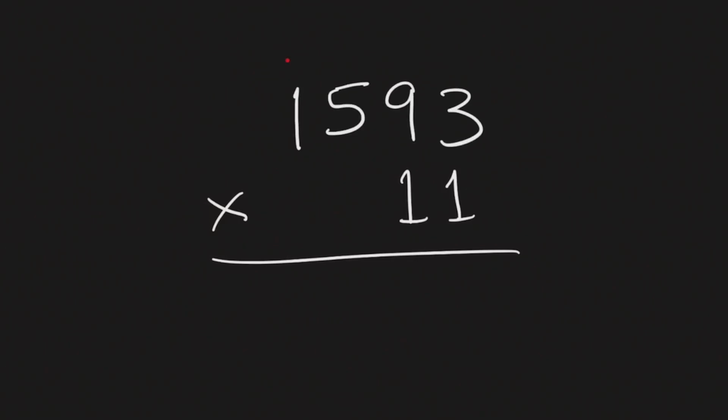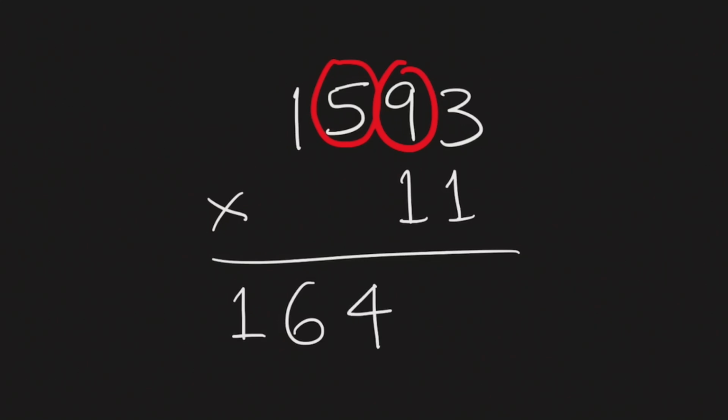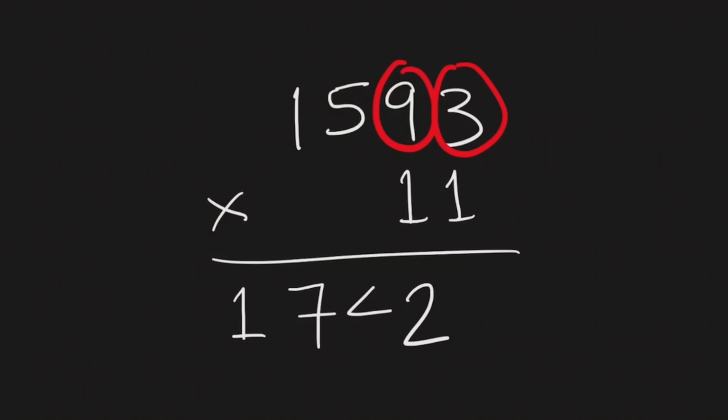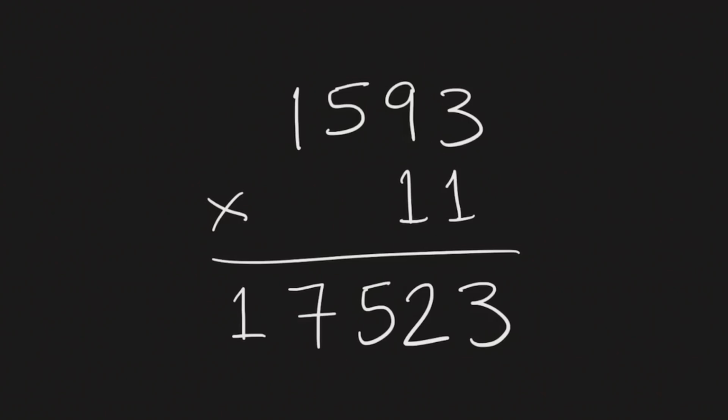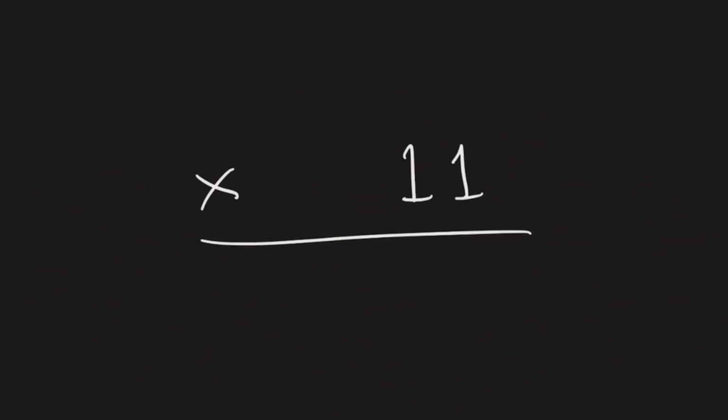Let's try 1,593. Same thing, 1 goes down. 1 plus 5 gives us 6. 5 plus 9 gives us 14. And the 1 will be carried over to 6, which becomes 7. And 9 plus 3 equals 12. Therefore, the 1 will be carried over to 4, which gives us 5. And the 3 comes down. Therefore, the final result is 17,523.